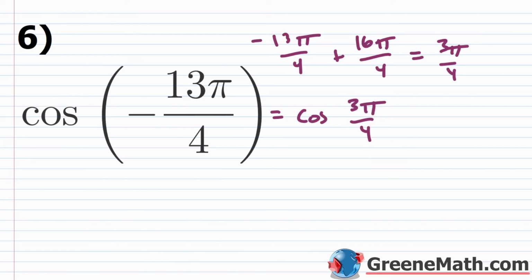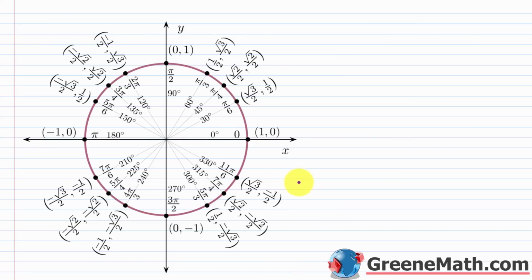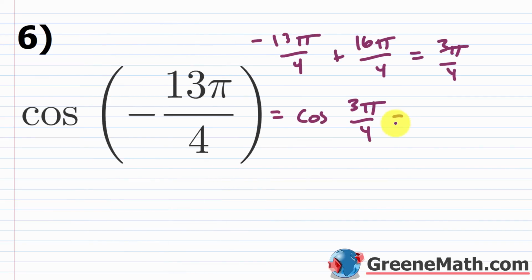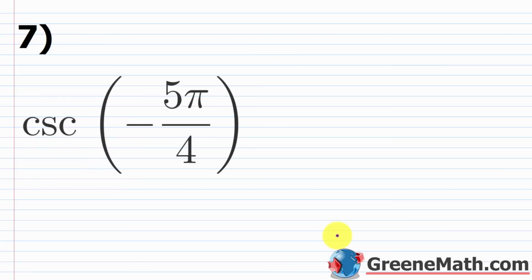Well, that's really easy. Let's go down here to the unit circle. So looking for 3 pi over 4, and that's going to be right here. So let me highlight that point there. And so you want to grab your x value. So that's the negative of the square root of 2 over 2. So coming back up, I'll just say this is equal to the negative of the square root of 2 over 2. Okay, let's look at problem number 7.